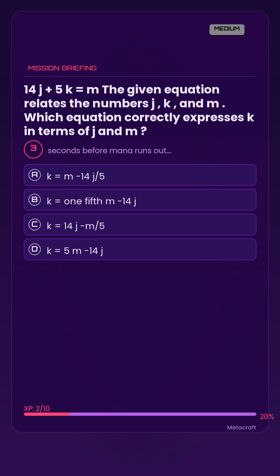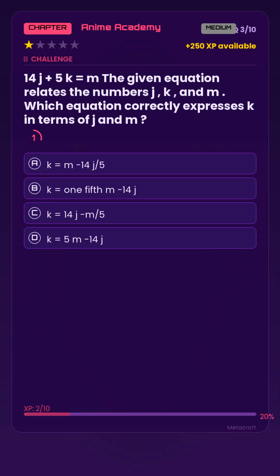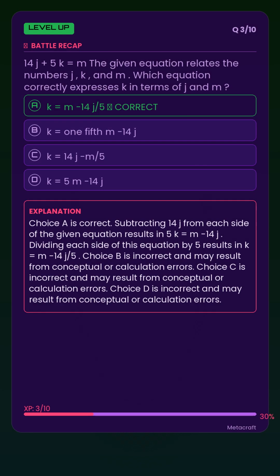Option A, k equals (m minus 14j) divided by 5. Option B, k equals 1/5 m minus 14j. Option C, k equals 14jm divided by 5. Option D, k equals 5m minus 14j. The correct answer is A.